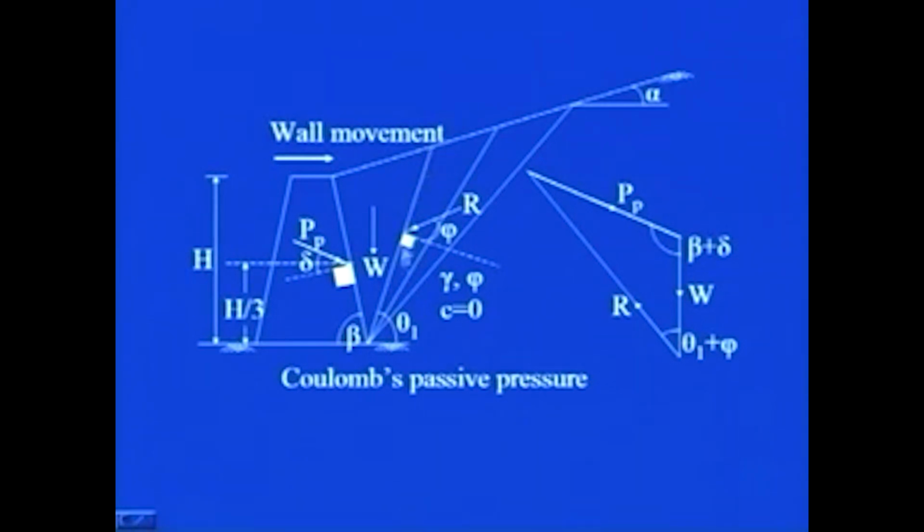So, you see this is the trial wedge, this is the normal. From this, at an angle phi, you have the resultant of the normal as well as the shear force. So, that is what is R. Then you have another force acting on this trial wedge, your passive force, that will be acting at a distance of h by 3 from the bottom of the wall and will be making an angle delta from the normal of the back face of the wall.